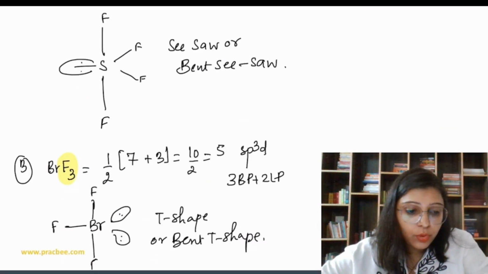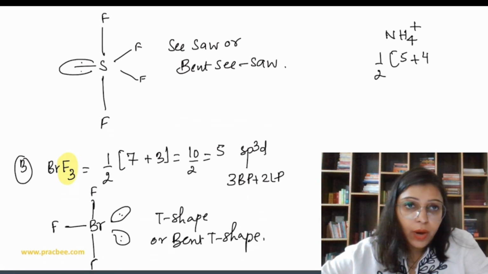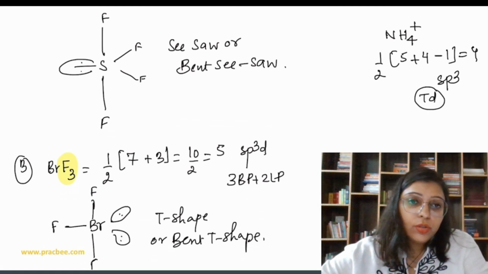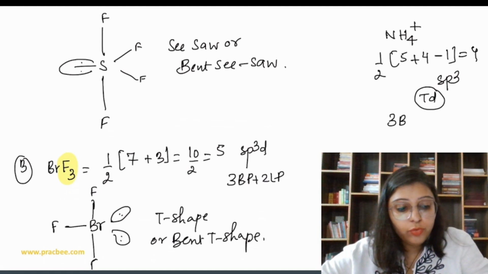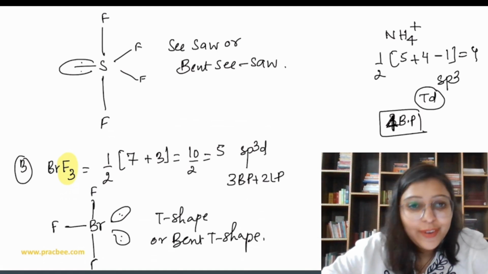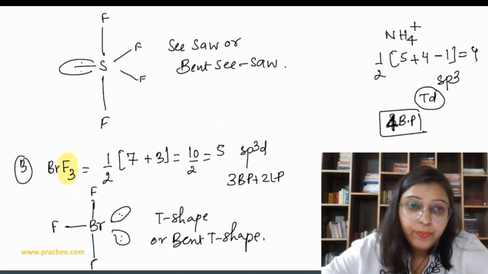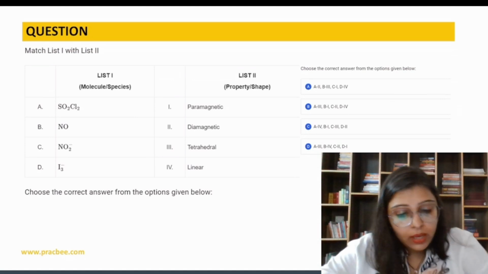Let's find out the ammonium hybridization also. So half of nitrogen 5, hydrogen 4, 1 positive charge, so minus 1. So it is going to be 4 only. So 4 means sp3, sp3 tetrahedral. So the shape is also tetrahedral. Why is the shape also tetrahedral? Because we have 4 bond pairs. That's where the shape is also tetrahedral. Okay, clear? Now let's do the next question.